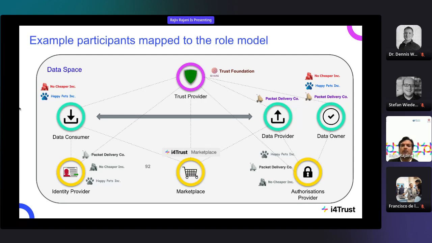And depending on the use case you are in, you have to look at the organization playing that specific role, right? So No Cheaper and Happy Pets are data consumers, but they are also data owners. The packet delivery company is a data provider as well as a data owner. And each of them brings their own identity provider as well as authorizations provider. And in the example, the marketplace is provided by the i4Trust marketplace instance, but experiments or other parties can implement their own marketplace, or data spaces can implement their own marketplace. A trust provider is basically based on the iSHARE satellite. So a fictive organization called Trust Foundation is running this iSHARE satellite within this data space, for example.